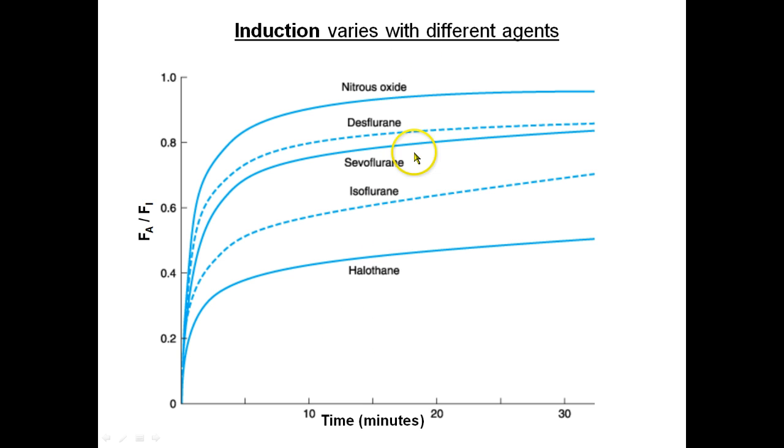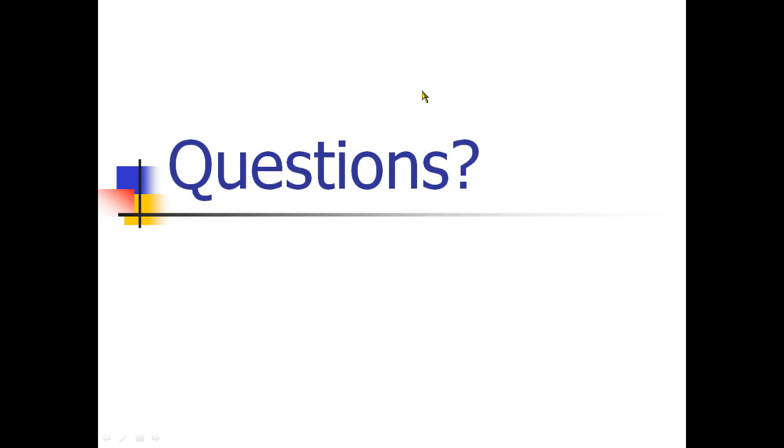Different agents have different speeds of induction. So we see nitrous oxide has a very fast induction. Halothane has a very slow induction. You will notice that the most soluble agents are at the low end of the spectrum, and the most insoluble agents are at the top of the spectrum. And we're going to see why that is shortly. Take a moment to consider any questions that you might have, and then we're going to go on.